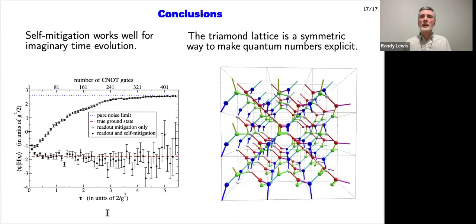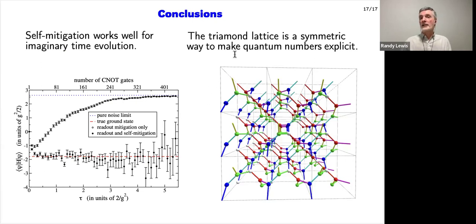Okay, so let me just wrap up with a very simple concluding slide. First of all, self-mitigation is a method that works well for imaginary time evolution. And we kind of like this graph since it shows such a dramatic difference between the before mitigation, which is headed upward, and the after mitigation, which does a nice job of finding the correct result.